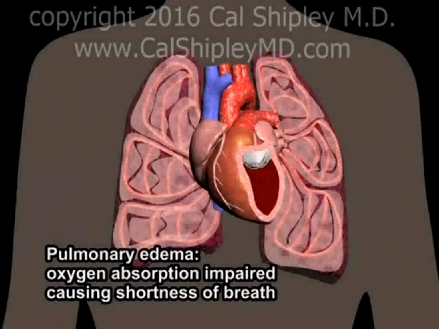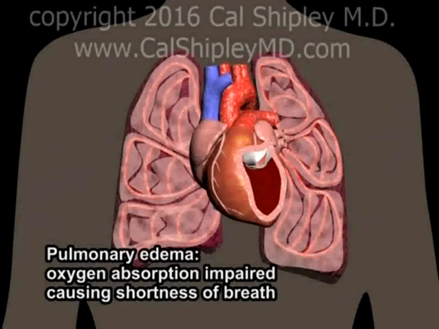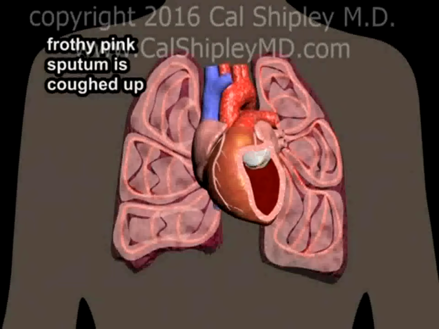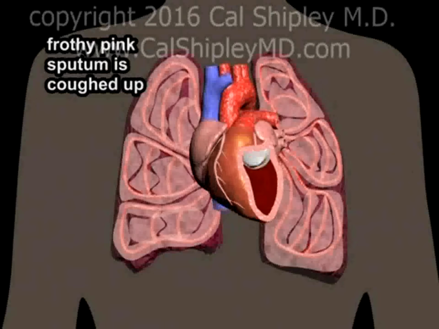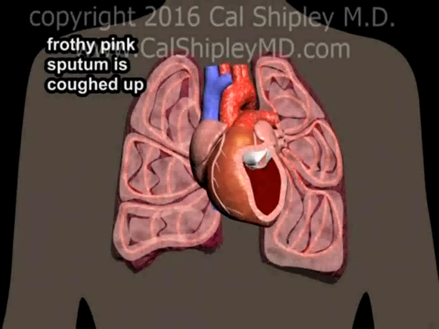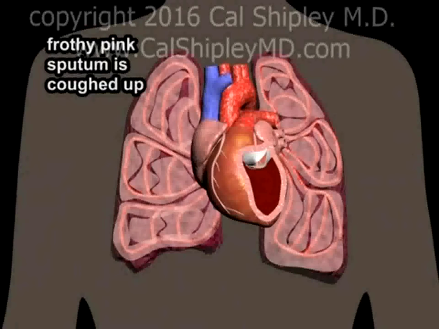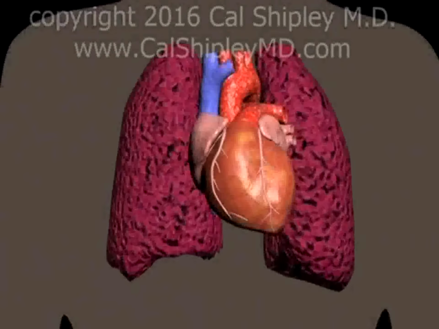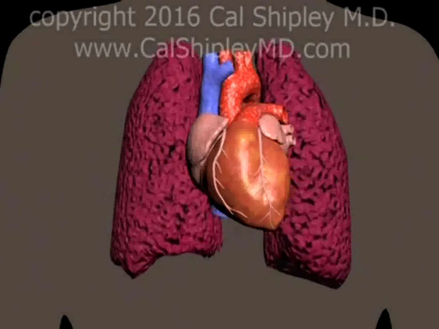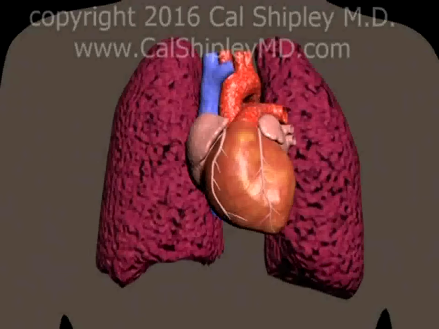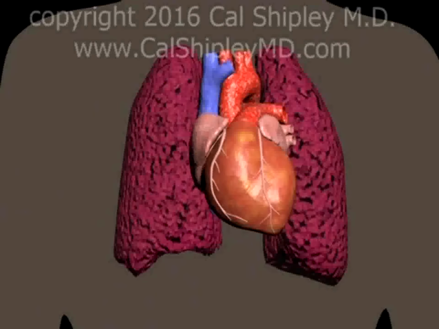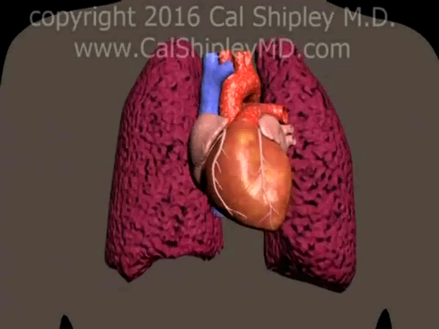Oxygen absorption is impaired and results in shortness of breath, a common presenting symptom of congestive heart failure. Red blood cells often accompany the serum that makes up the fluid of pulmonary edema, and affected individuals often cough up a characteristic frothy pink sputum. Listening with a stethoscope, the breath sounds of an individual in acute pulmonary edema have a characteristic underwater quality. Following is a comparison of normal breath sounds with those heard in acute pulmonary edema.